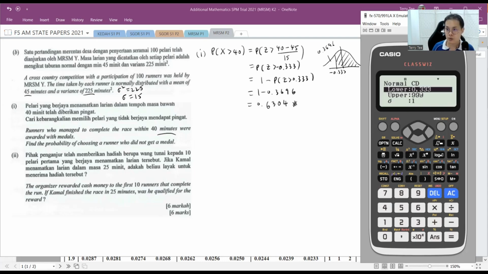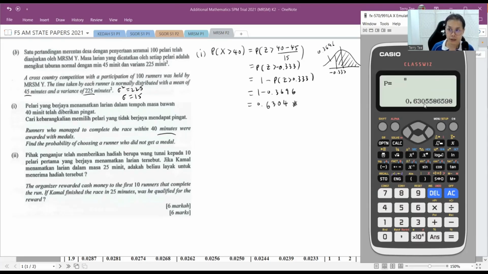Now you can also choose to change your lower limit to 40. This is directly, and this is without working whatsoever, but you can use it to double check your answer. Your upper limit is still 999, still goes to infinity. Your standard deviation is 15. Your mu is just 45. Now notice you'll be getting the same answer directly.